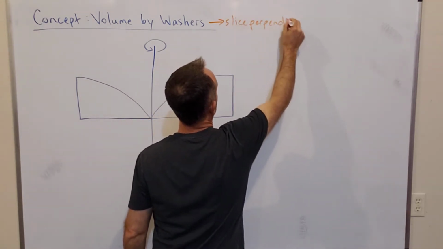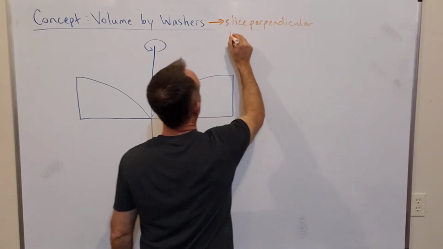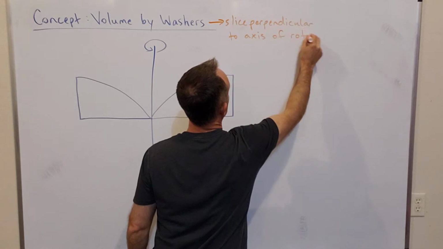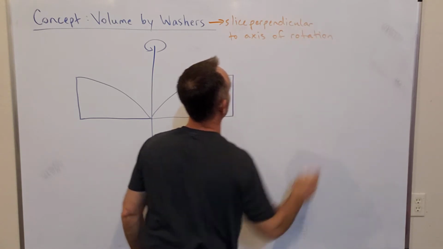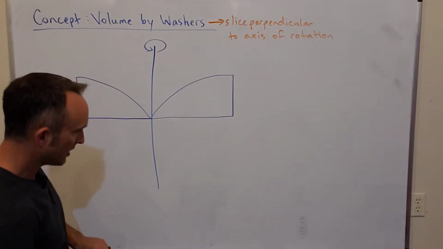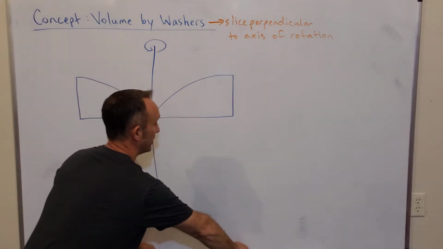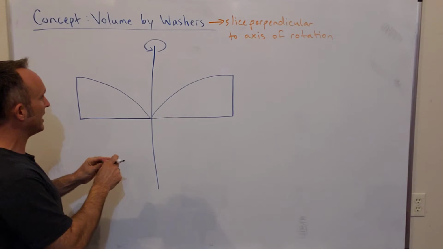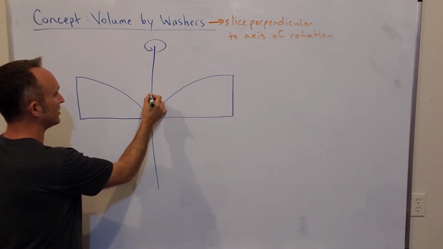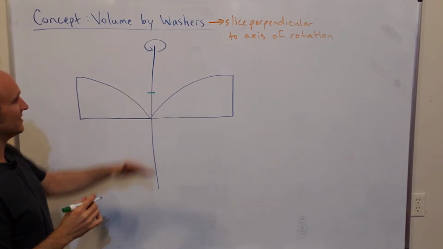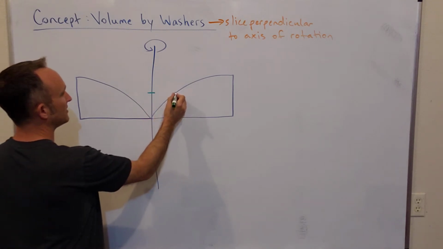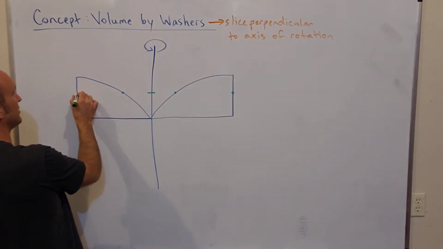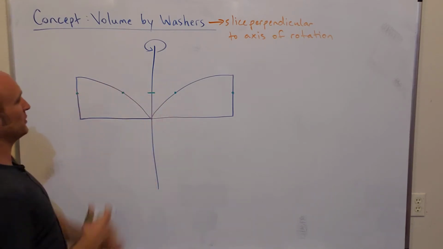All right, and then just like with disks, when you do washers, you slice perpendicular to the axis of rotation. Here, let's see if green will show up better than orange. My axis of rotation is vertical, so I would pick some place here horizontally to slice. And so what happens is I get these 2 points to the left and these 2 points to the right.